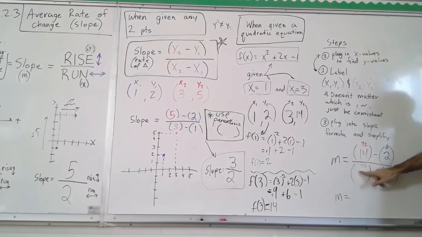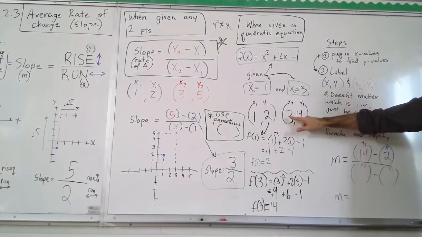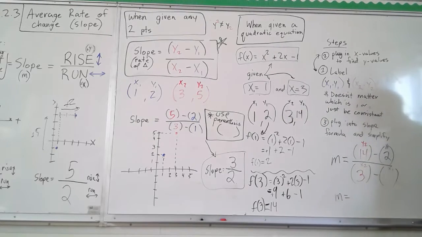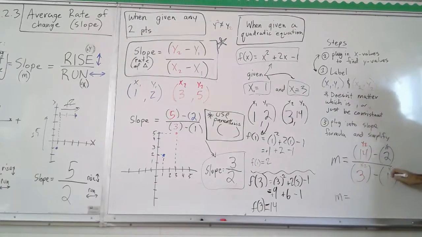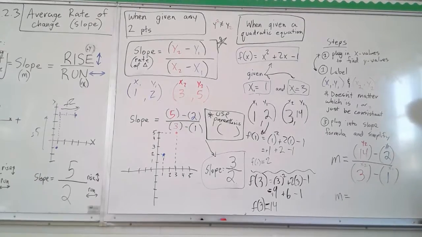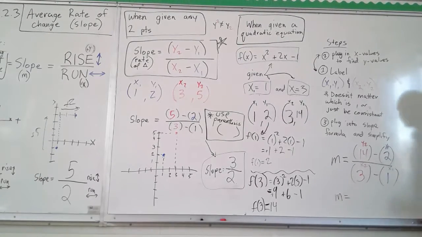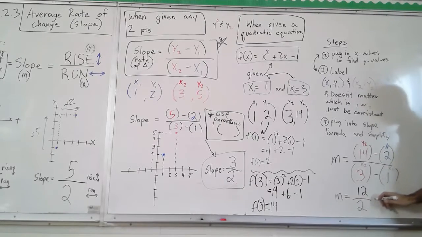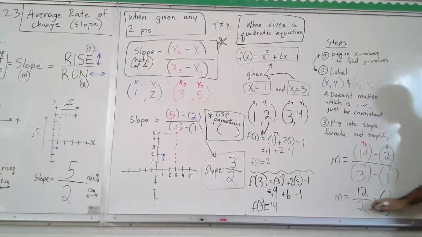How about my x sub 2? I look to my group 2. I'm going to use 3 because that is x sub 2. I'm going to look at x sub 1, which is positive 1, and I put it right in there as well. All right, now we just need to simplify this. 14 minus 2, 12. 3 minus 1, 2. So altogether we get a slope of 6. The rate of change is 6.